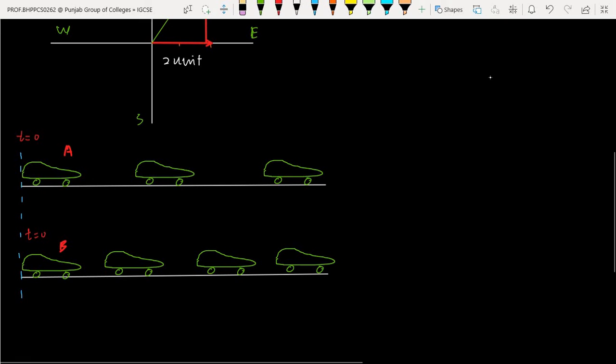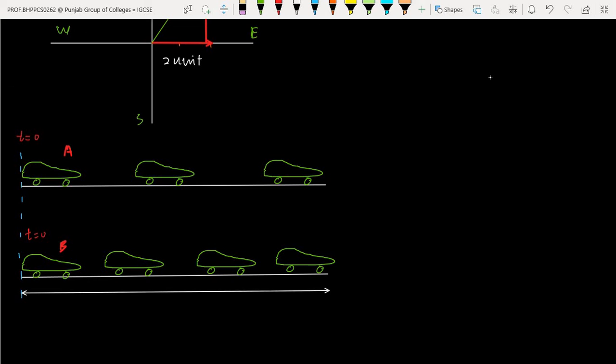Let's say they have covered the same distance, for example 100 meters, and assume that car A takes 10 seconds to cover this distance, whereas car B takes 12 seconds. So we can clearly see that car B is taking a longer time as compared to car A.